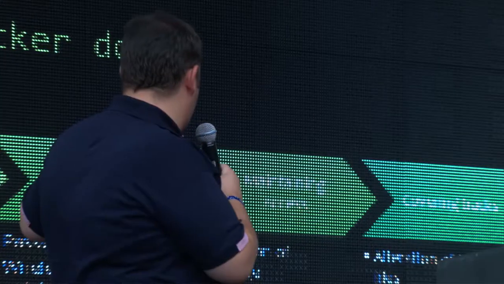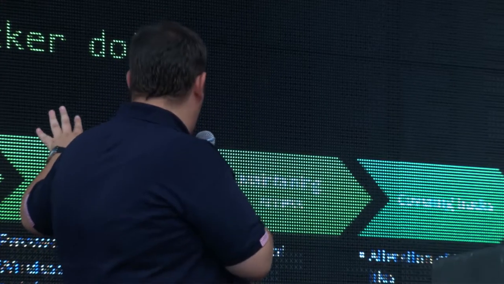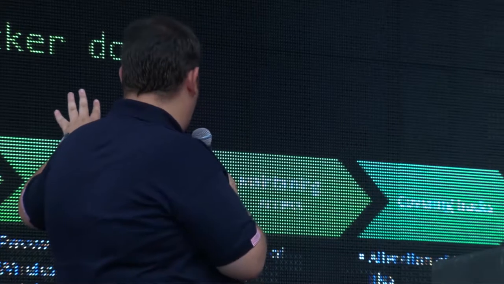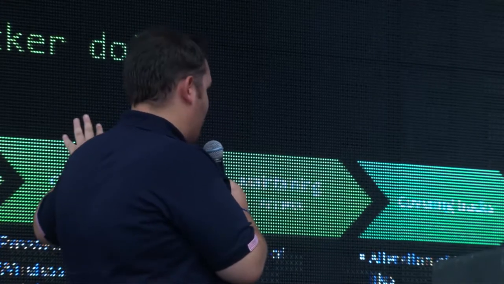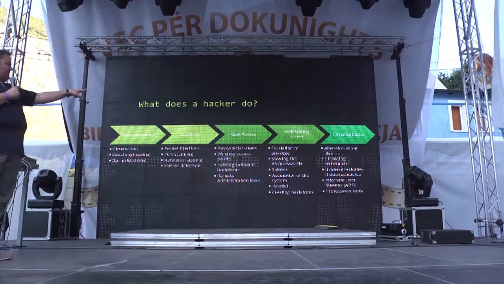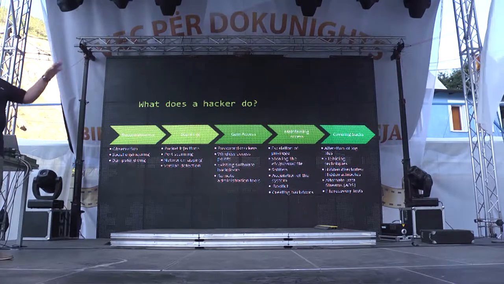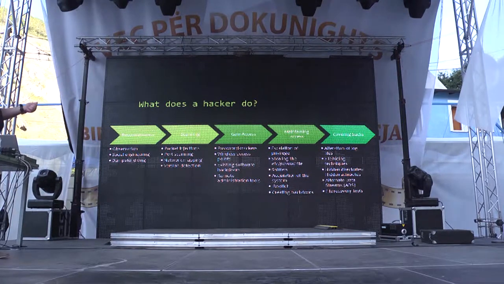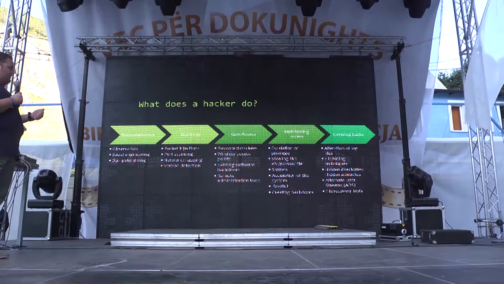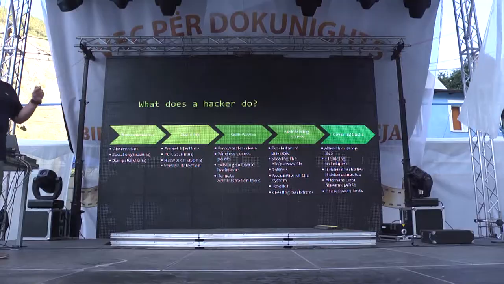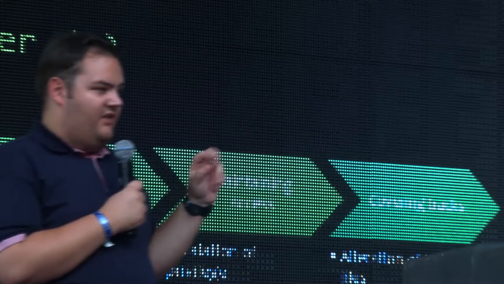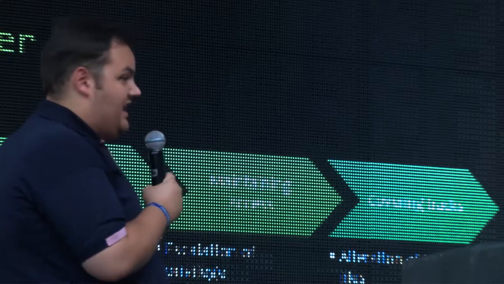Just in order to be clear, the first two steps are mostly pre-attack steps. The second two are the actual attack, and the last one is clearing tracks, which is what they do as a last step. But the first two steps are really crucial because without good observation of the, so to speak, victim, you cannot really find the flaws of a certain system and then attack the said system.